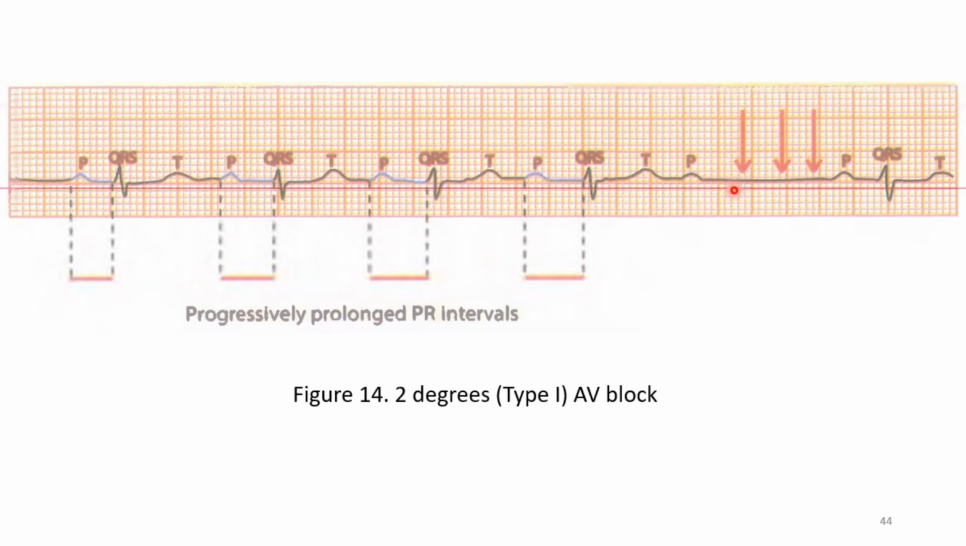Here it's not transmitted, so these are prolonged PR intervals, and then it's not transmitted to the ventricles at all. So this is the second degree atrioventricular block. P wave is seen, we don't see QRS followed.